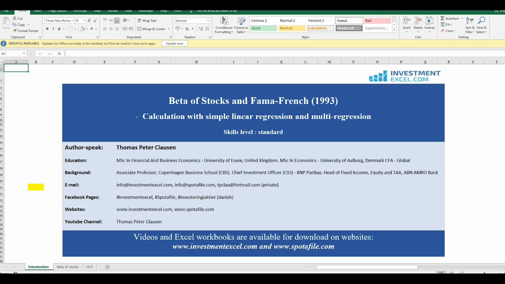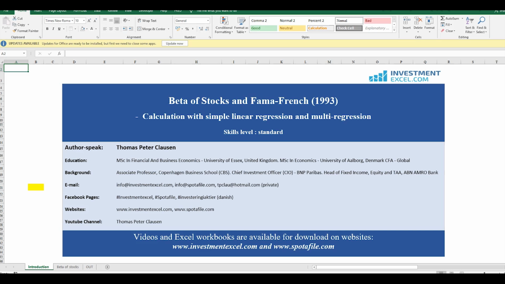Welcome to this session where I will look at beta of stocks and also the Fama French model from 1993, which is a three-factor model built in a linear fashion, just like the CAPM, but with three betas instead of just one, which we know is the case in the CAPM model, originally derived from Sharpe in 1964. We will primarily focus on the estimation side and not so much on the theoretical framework side.